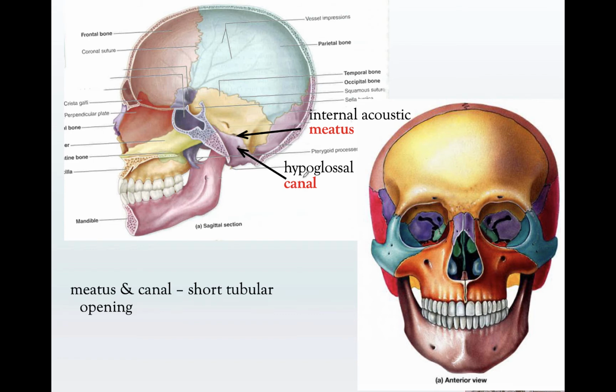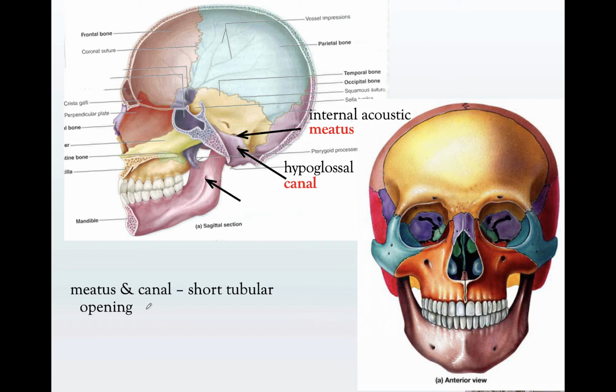Well, a meatus and a canal, basically the same thing. They're just two different words that mean the same thing. They're synonyms, and so it's a short tubular opening. If you took a straw and you cut off about 3/4 of an inch, that would be a long meatus or a long canal.